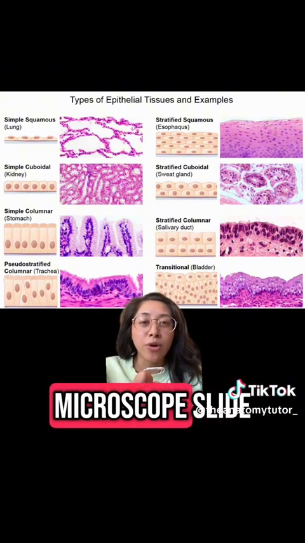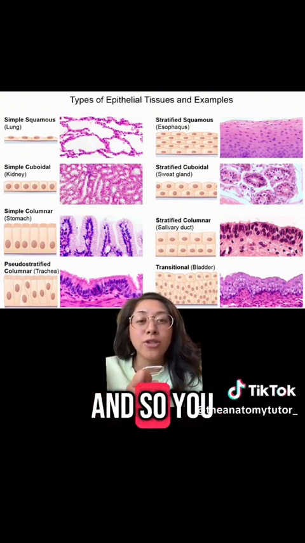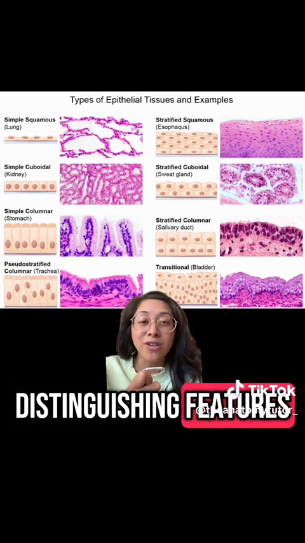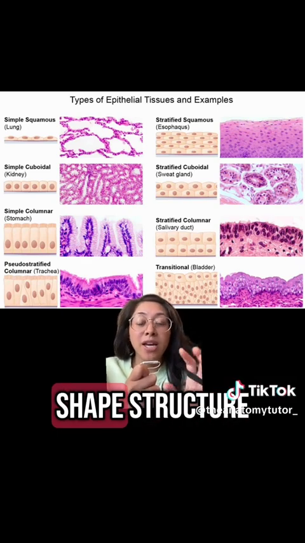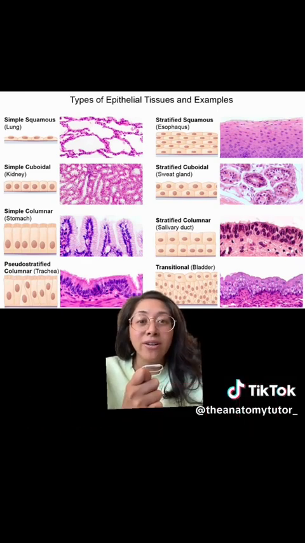As a student, you're going to have to get used to being able to discern the different formations in the actual microscope slides. So if you look, there's a lot of pink and purple. And so you as a student have to identify what the distinguishing features are, which are the nucleus, the cytoplasm, the cell wall shape and structure, and then noticing the different layers or if it's a single layer.